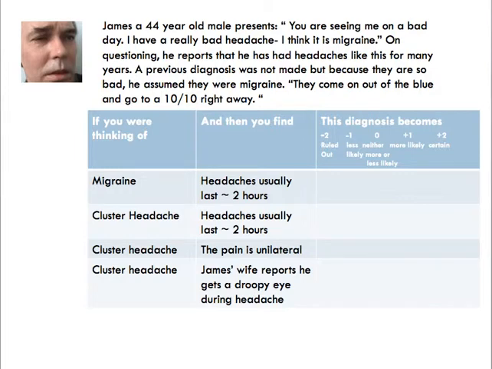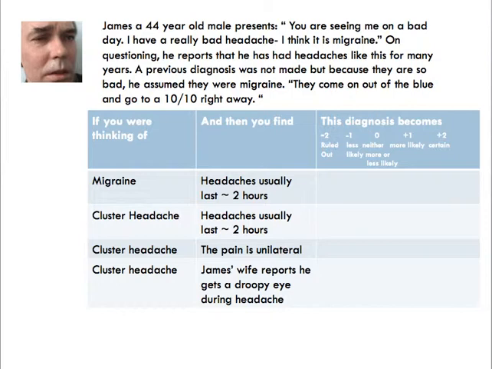This page here shows a paper version of a script concordance test. You get a brief bit of information about the patient, and then rather than picking best of 5, it's more along the lines of, well, if you're thinking in this case that migraine, and then you find out in that middle column that the headaches usually last about 2 hours, does this diagnosis of migraine become ruled out, less likely, more likely, or certain? And so it's a weighting thing.